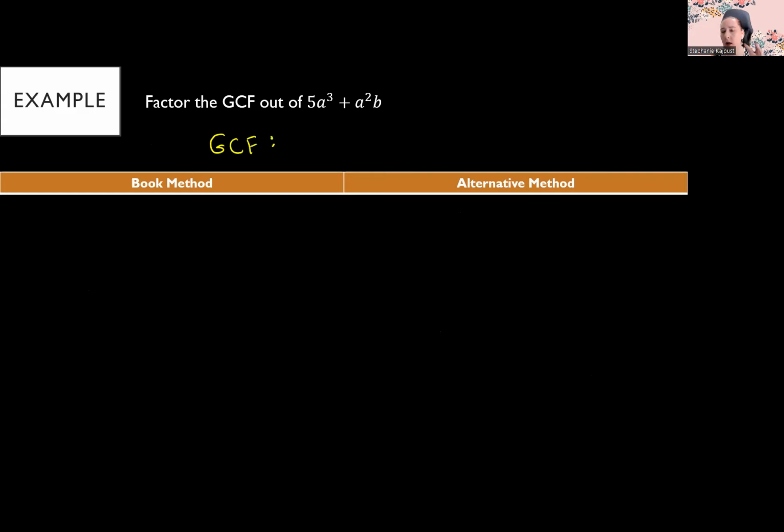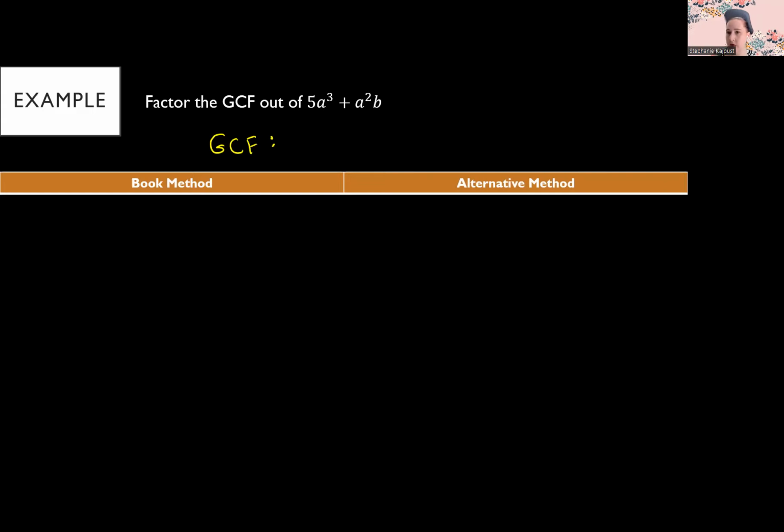So you first look at the coefficients. We have the number 5, and then the a squared b doesn't have a number, so that's 1. And there is nothing in common that I can divide out of 5 and 1 other than 1, and so you generally don't write that. Dividing by 1 isn't going to mean anything. So we don't have a number in common between our coefficients.